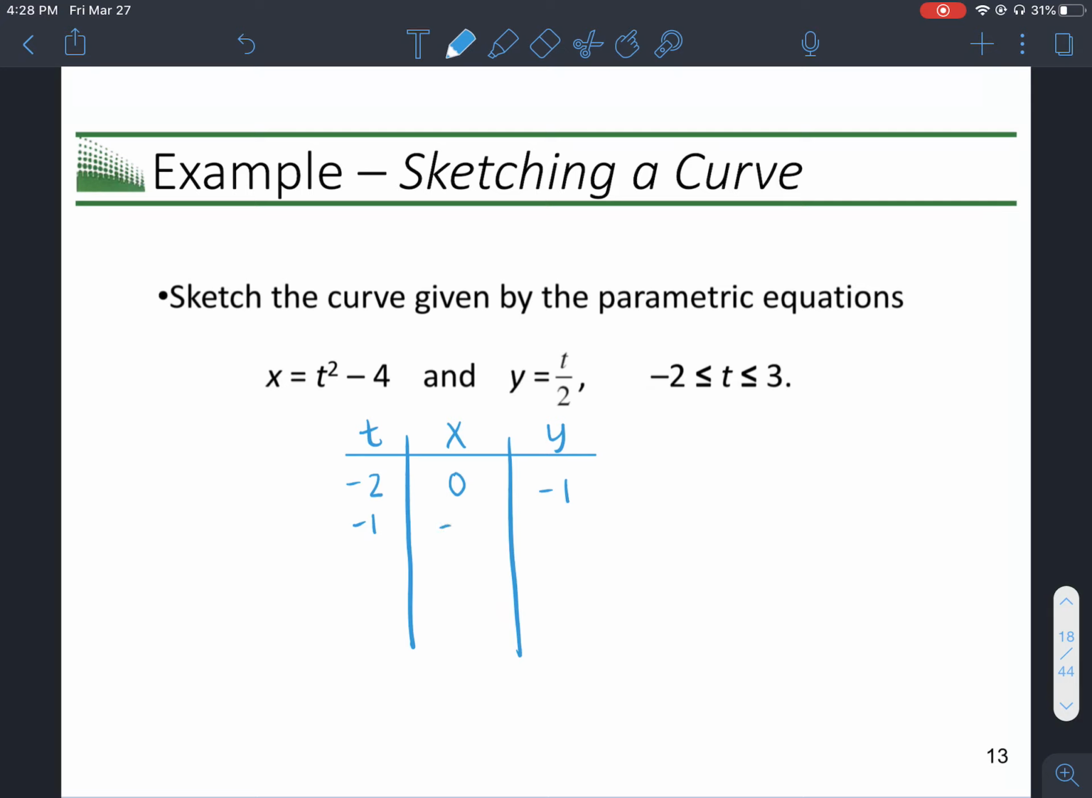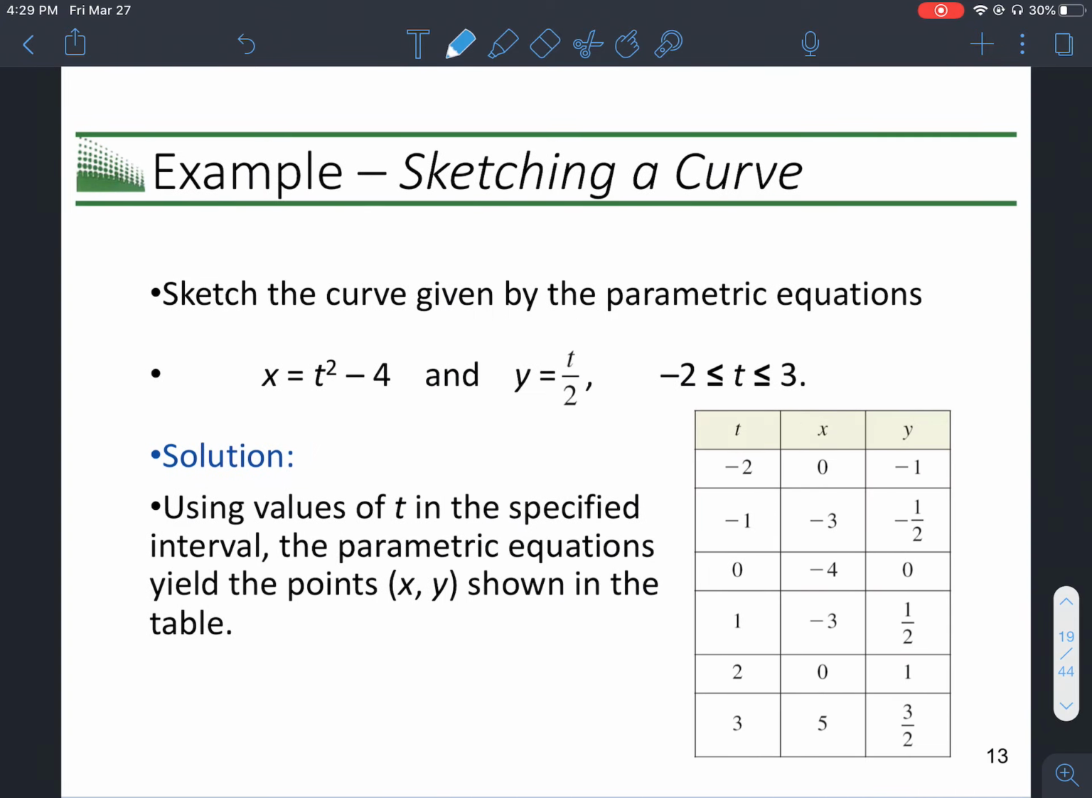But if I substitute a negative 1, we get negative 3 back for x and negative 1/2 for y. Substitute in 0 for t, we get negative 4 for x, 0 for y, and we can keep going. And if we were to keep going, we would end up with this table back. Okay, so you pick specific t values, substitute them in, you get your x and your y values back.